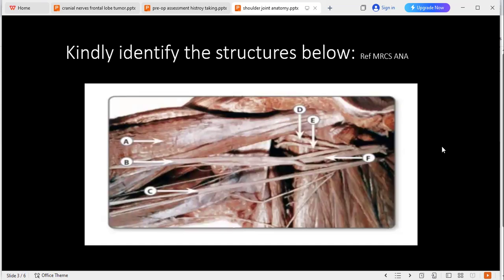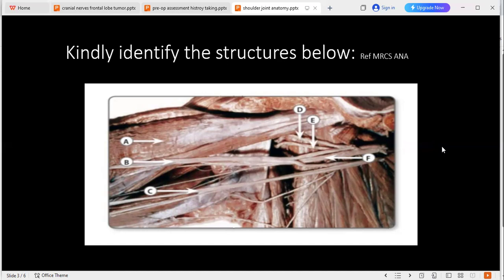How is the brachial plexus formed? It's formed by the union of the ventral rami from C5 to T1. Can you tell me the surface anatomy of the brachial plexus?